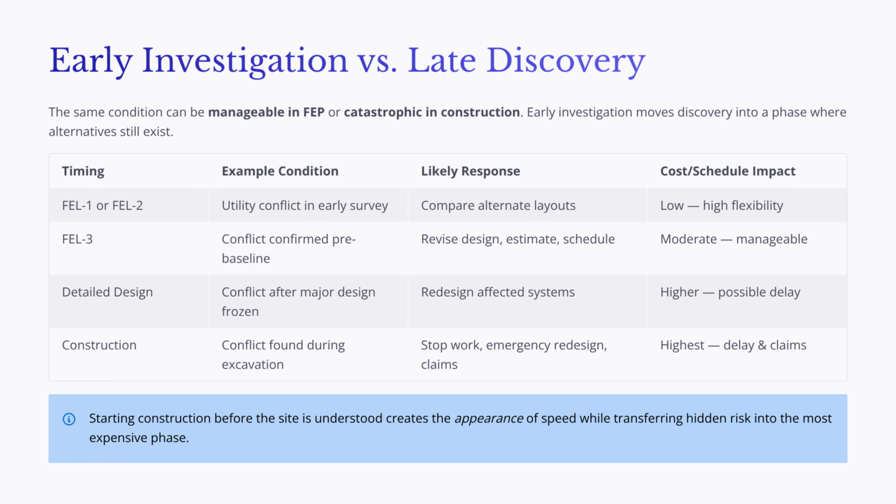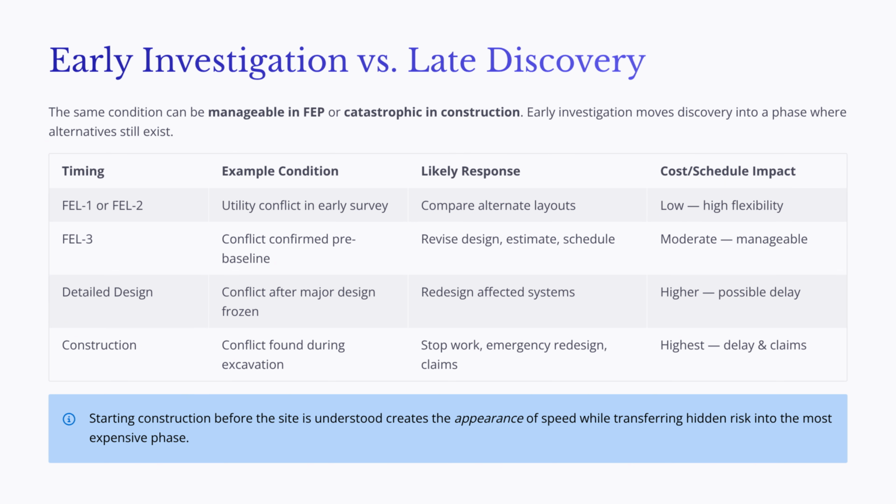If the conflict is confirmed during FEL3, before baseline approval, the team can still revise the design, estimate, schedule, and risk register before authorization. The impact may be moderate, but it is still manageable because it can be included in the baseline. If the conflict is discovered during detailed design, after major design decisions have already been frozen, the project may need redesign and drawing revisions.